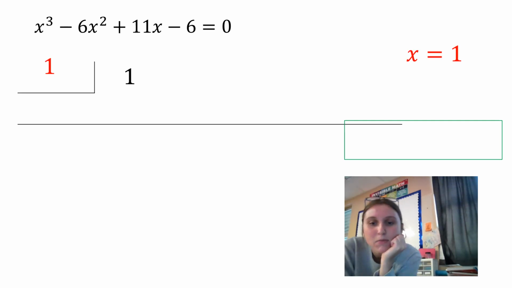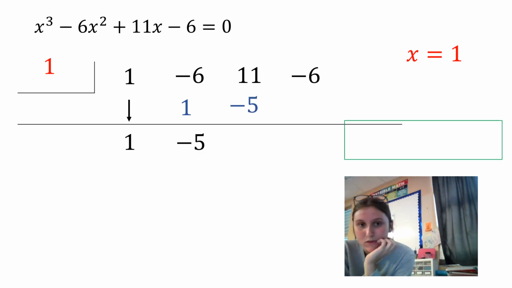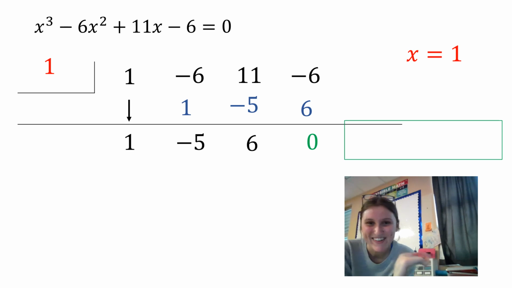So you put the 1 in the box, and you set it up, press the buttons. Okay, keep going. And you bring the 1 down. 1 times 1 is 1. -6 plus 1 is -5. -5 times 1 is also -5, which would be 6. Which would be 6 again, which equals 0. I like that every time it works out. That's fun. What's our depressed equation?